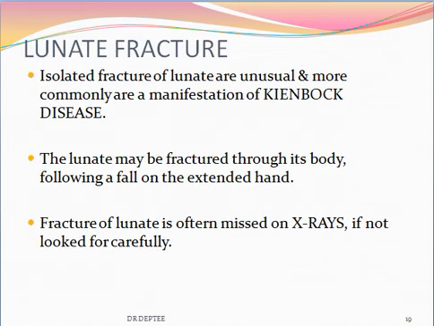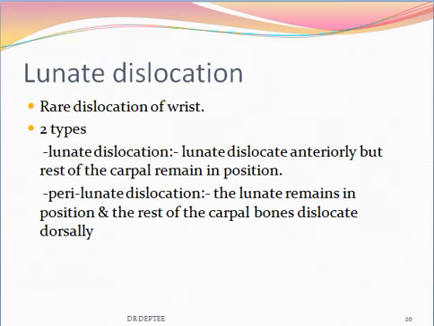Next fracture is the lunate fracture. This is the isolated fracture of lunate. Unusual and more commonly are a manifestation of Kienbock's disease. We already know about Kienbock's disease. The lunate may be fractured through its body following a fall on an extended hand. Fracture of lunate is often missed on X-rays. So if X-ray is not showing it, you could go for CTs or MRIs.